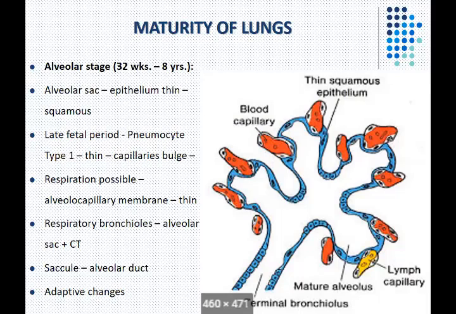ठीक है, so अब ये respiratory bronchiole है, ये respiratory bronchiole plus ये alveolar sacs हैं, plus the connective tissue surrounding this alveolar sac. Okay. ये सारा connective tissue है surrounding this. अब these saccules they give rise to alveolar ducts. ये saccules जो हैं इनसे alveolar ducts और इनसे फिर adaptive changes take place.